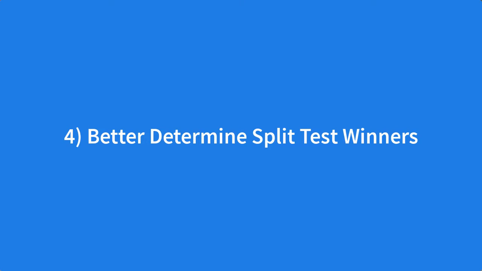Number 4 is better determine split test winners. Heat maps can help you make more sense out of split test data. Looking at a heat map of each variation will give you a visual indicator of how the versions differ. How did the changes impact the user experience?